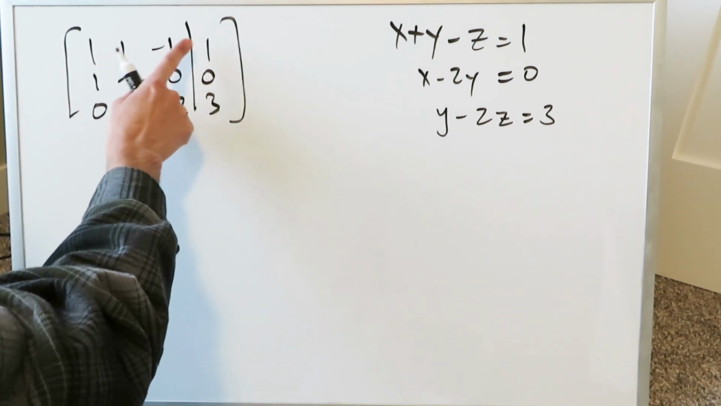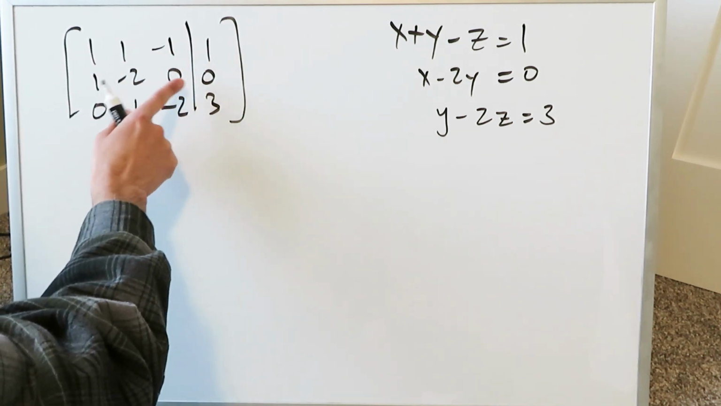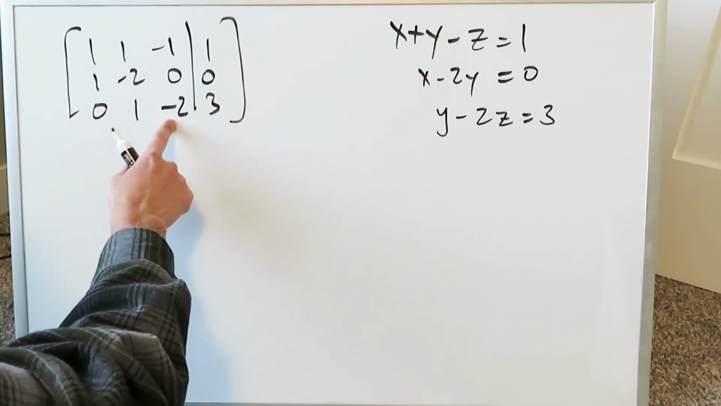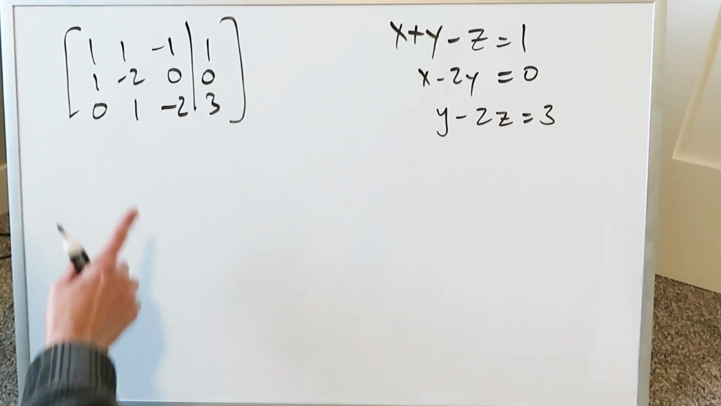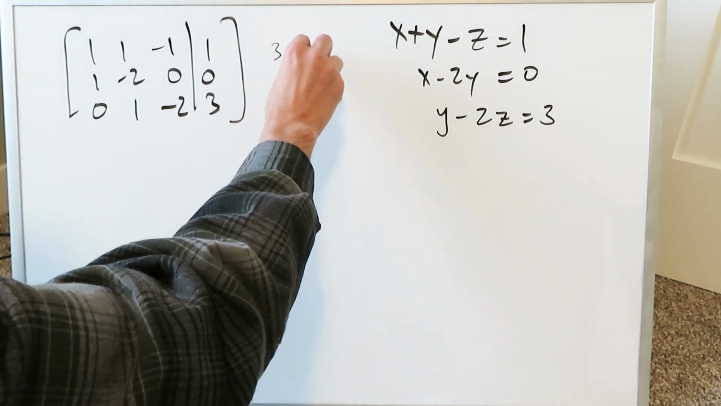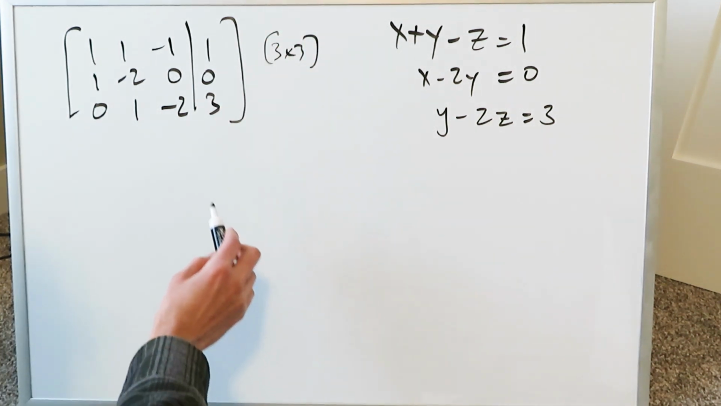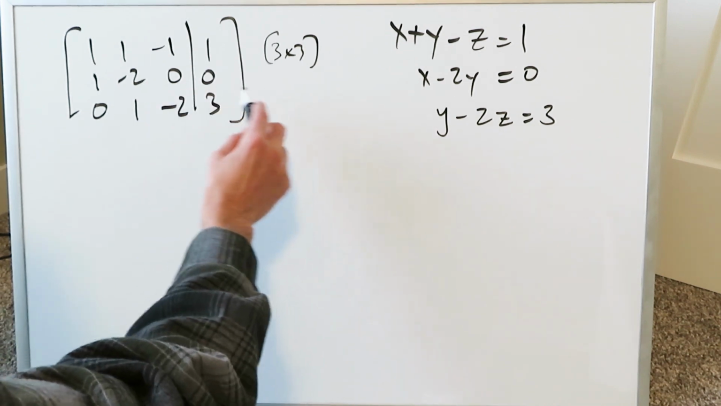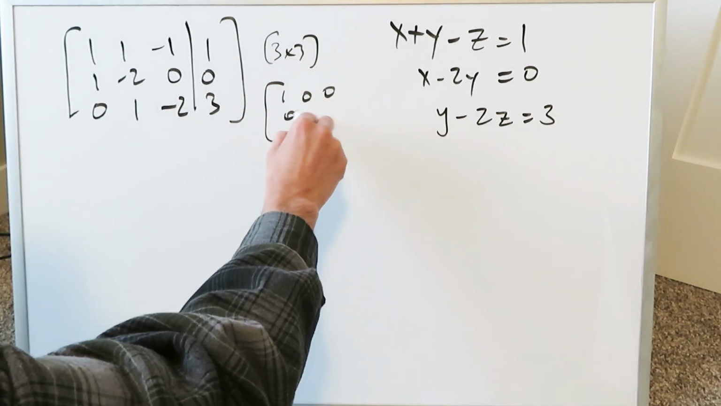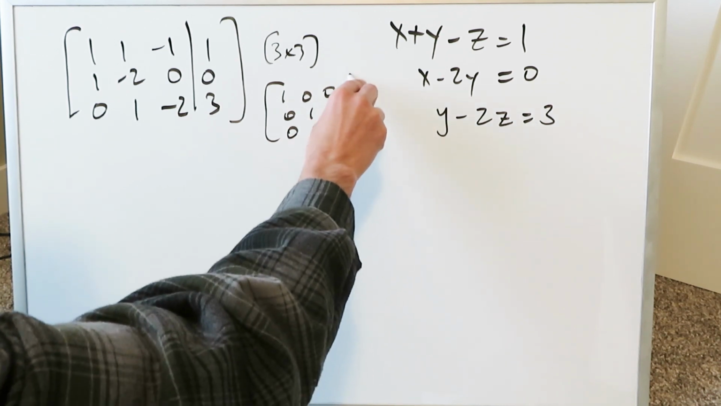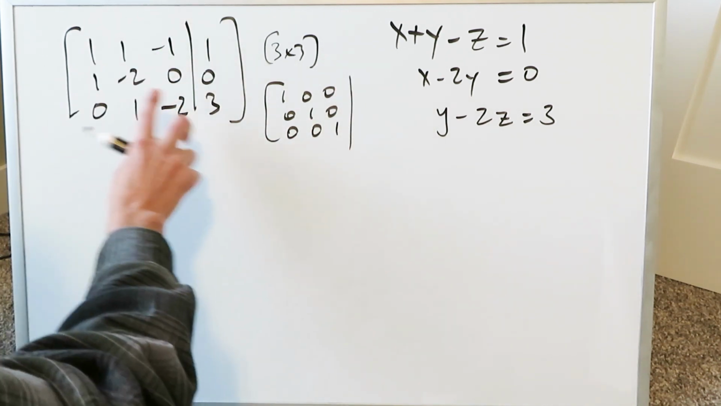x plus y minus z equals 1. x minus 2y equals 0. And y minus 2z equals 3. This is our system here in the form of a matrix. When you're looking at this, you're looking at a 3 by 3 matrix. There's an identity matrix for this specific form, 3 by 3, and it looks something like this: 1, 0, 0, 0, 1, 0, 0, 0, 1. You have to convert this part into this part.